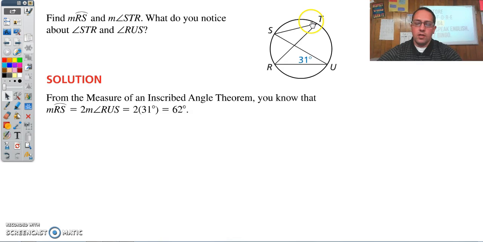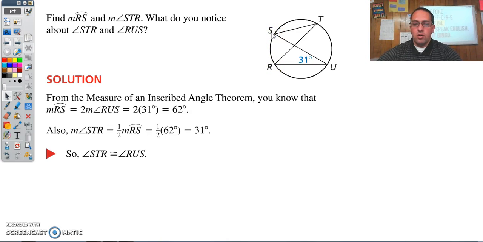Now we need to find the measure of angle STR, so angle T over here. Well, angle STR intercepts arc RS, so it's going to be 1/2 the measure of arc RS. So that was 62. 1/2 of 62 is 31. So what do you notice about angle STR and angle RUS? Well, this one's 31 degrees, and that one we just calculated is also 31 degrees. They're congruent. They have the same angle measure. And they also intercept the same arc. And that's kind of interesting.